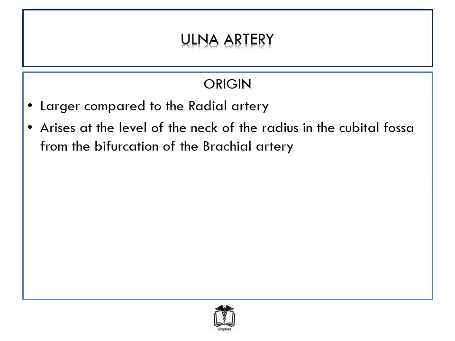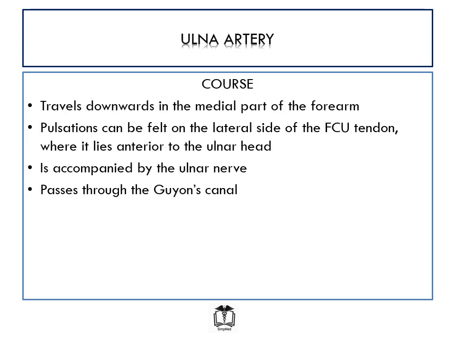The second artery giving supply to the forearm is the ulnar artery. Compared to the radial artery, the ulnar artery is larger and, similar to the radial artery, it originates at the neck of the radius in the cubital fossa from the bifurcation of the brachial artery. From the point of origin of the ulnar artery, it travels down the medial part of the forearm.